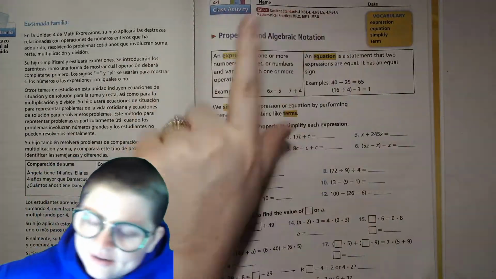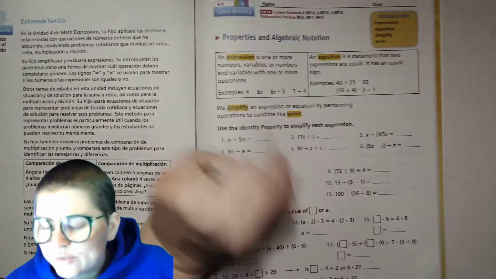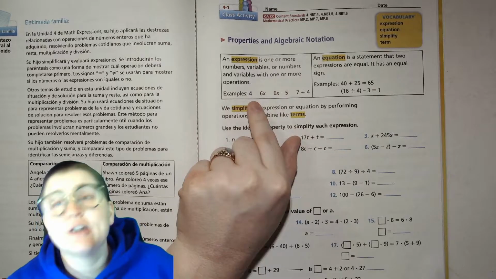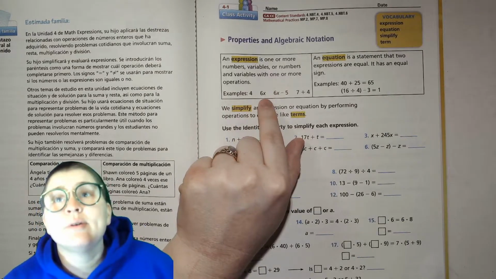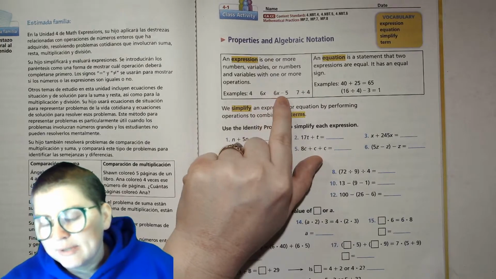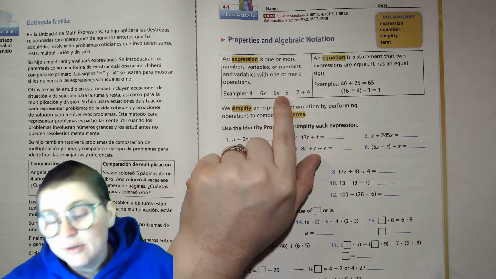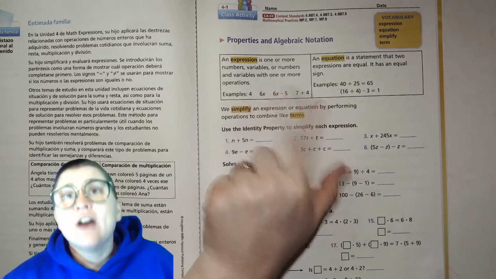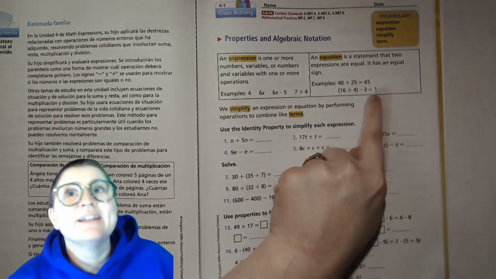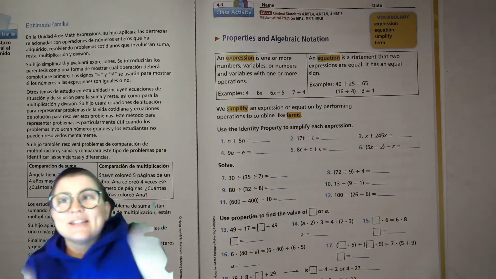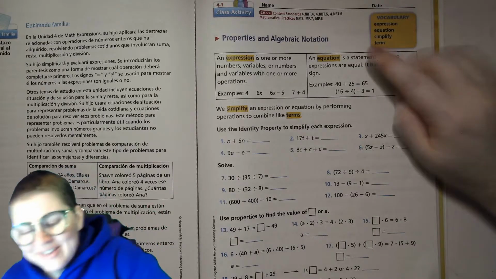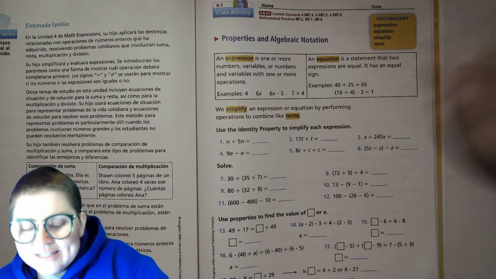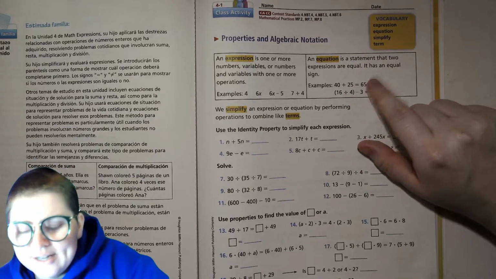So, new vocabulary for you. An expression is 1 or more numbers, variables, or numbers and variables with 1 or more operations. So it could just be a number. It could be a number multiplied by a variable, a number multiplied by a variable minus another number or adding another number, or just two numbers together. These are all expressions. What makes it not an equation is it doesn't have an equal sign. If it has an equal sign and the two things on each side of the equal sign are equal, or the same amount, it's an equation. That's what it says here. An equation is a statement that two expressions are equal. It has an equal sign.